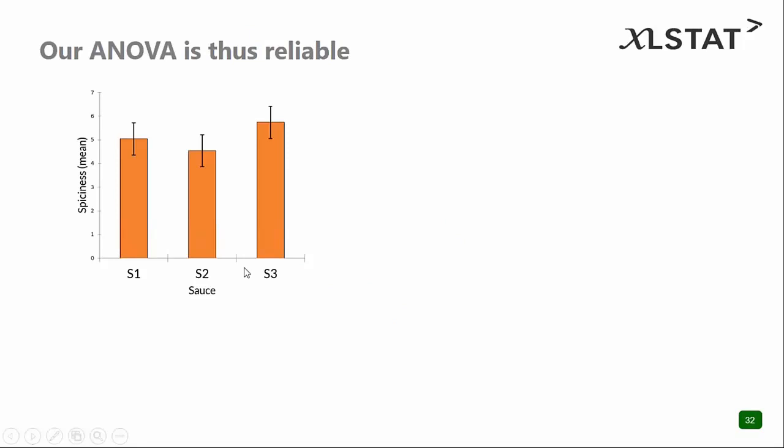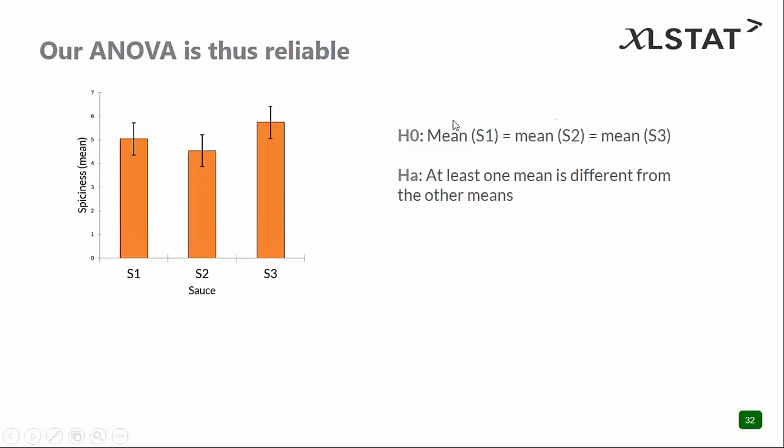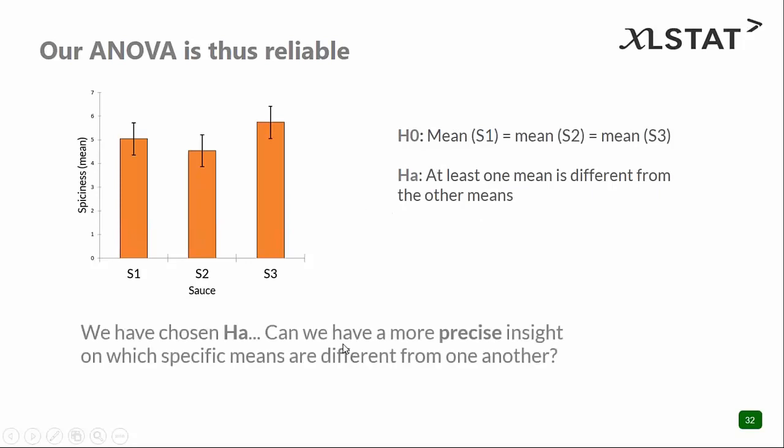So our ANOVA is thus reliable, now that we've seen all of these assumptions. But there's something a bit frustrating about our result. Here are our null and alternative hypotheses. The null hypothesis we've rejected and the alternative hypothesis we accepted. We have chosen HA. Can we have a more precise insight on which specific means are different from one another? HA states that at least one mean is different from the other means, but it doesn't say which mean is different. But we could be very interested in knowing which pairs of means are different from one another.